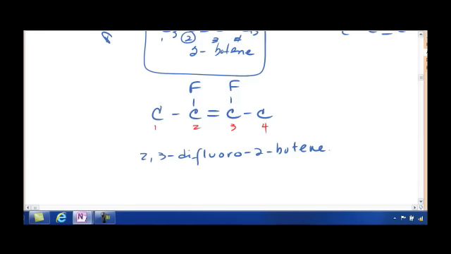We're doing the same IUPAC system of nomenclature. Find your parent chain, butene. This is my parent chain. It has a double bond on carbons 2 and 3. So I call it a 2. And I have a couple of fluoros sprinkled around.